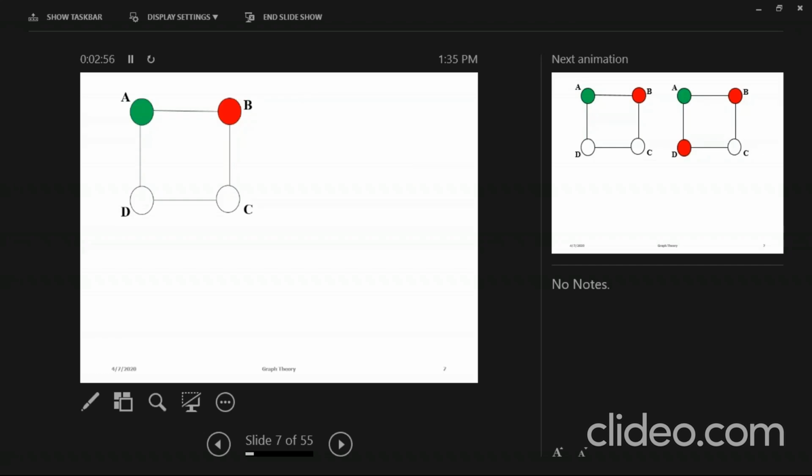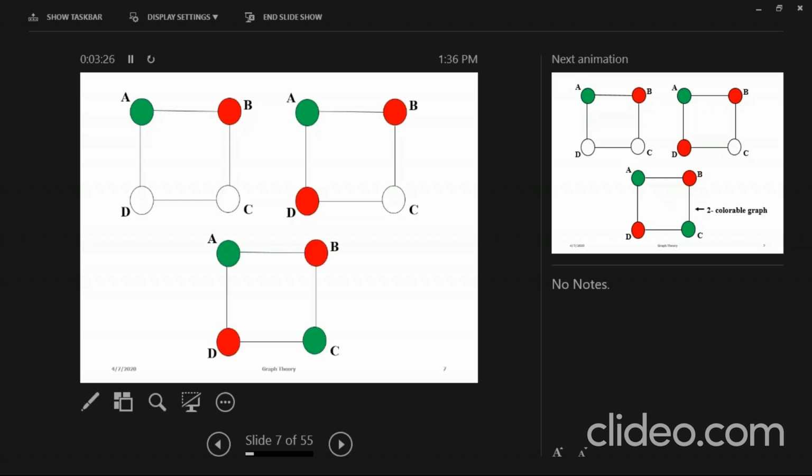Now pick the third vertex. We shall pick the third vertex D to color it. Here we must note one point: though D is adjacent to A, it is not adjacent to B. You can see clearly it is not adjacent to vertex B. So we can color vertex D with red color. And while coloring the fourth vertex C, we can notice that C is adjacent to B as well as D, but it is not adjacent to A. So we can color vertex C with green color.